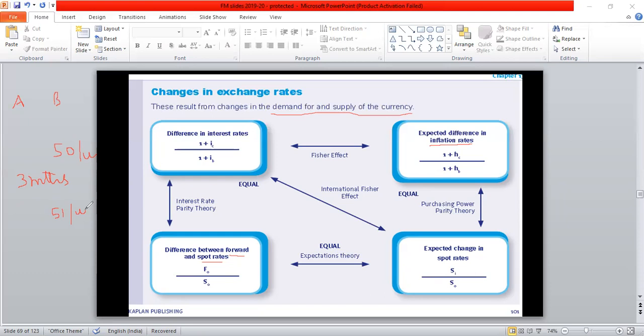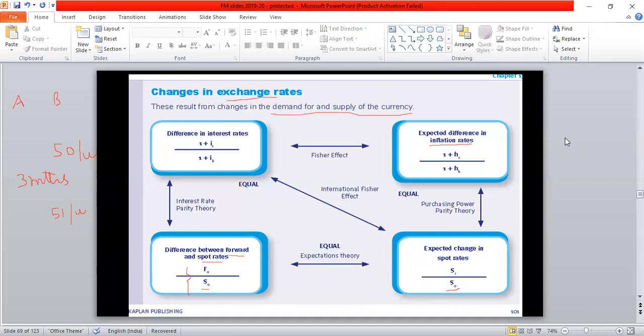So when they enter into an agreement, but it is not the same in the market as on that particular date, that will have an impact on the risk which they are facing. So here, based on the expectation theory, they expect what would be the spot rate, the difference in these expected changes in the spot rates, the difference between forward rate and spot rate. These are the reasons why there would be an impact on the exchange rates. So we will still try to understand better as we move forward.